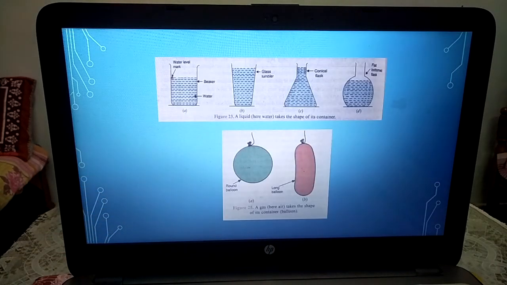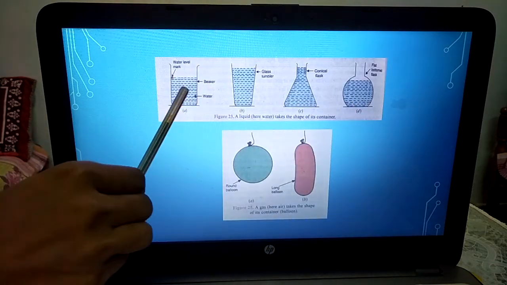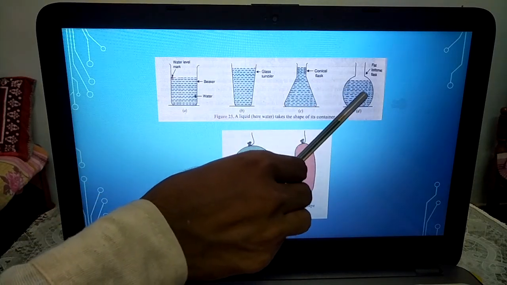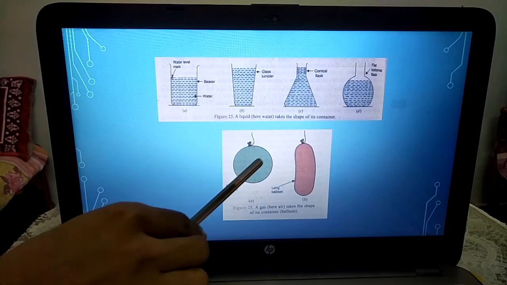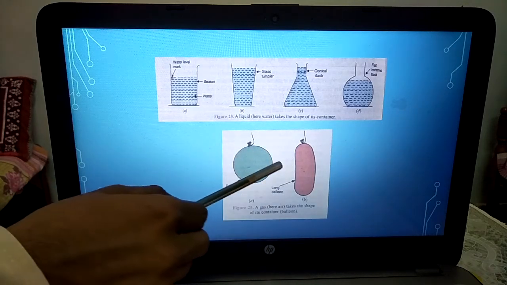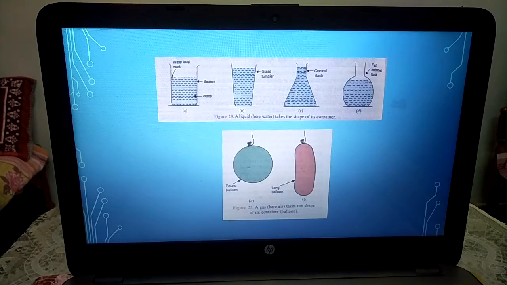Okay, so see, water takes the shape of whichever container you are putting it in. This is a beaker, this is a glass tumbler, this is a conical flask, and this is a flat bottom flask. It takes the shape of whichever utensil or apparatus you are pouring the water into. Similarly, the shape of the balloon depends on the pre-shape given to it, and as soon as you fill the air, it acquires that shape. Gas or air can go wherever it wants.